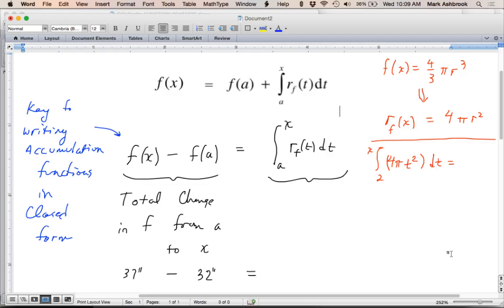F of x minus f of 2. But here's the key. We know what f is, right? What is f? 4/3 pi r cubed. So this equals 4/3 pi x cubed. And what's f of 2? You don't have to solve it in your head. 4/3 pi times 8.